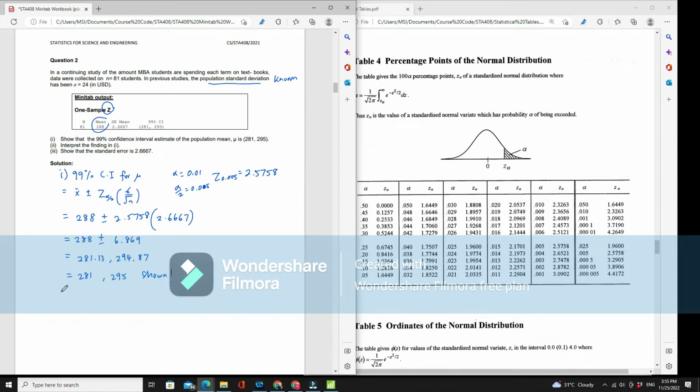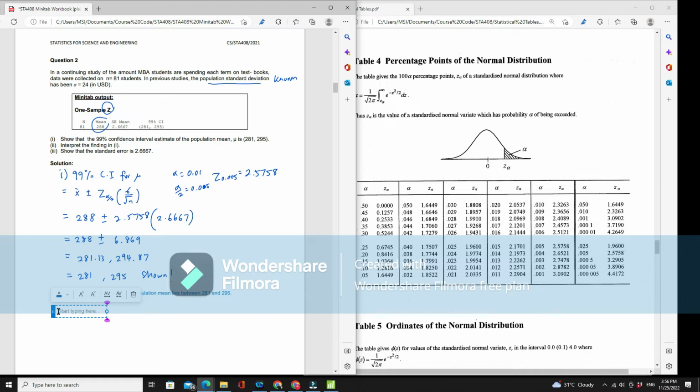The second one, interpret the result. We are 99% confident that the population mean lies between 281 and 295.